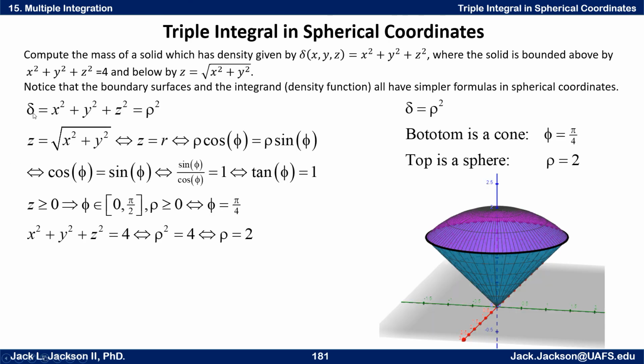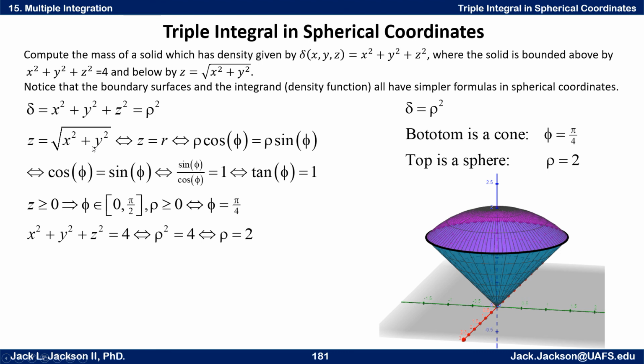So we have delta is x squared plus y squared plus z squared. Well, that's just rho squared. So that's a nice, easy function in terms of spherical coordinates, quite a bit simplified from what it would be in rectangular coordinates. Anytime you can get rid of square roots, that's kind of nice too.